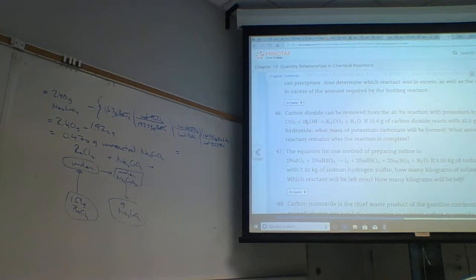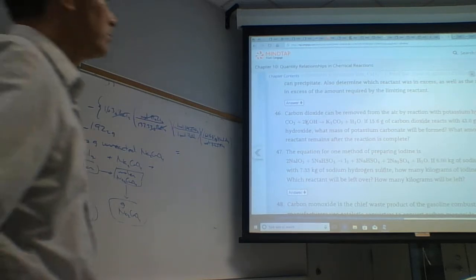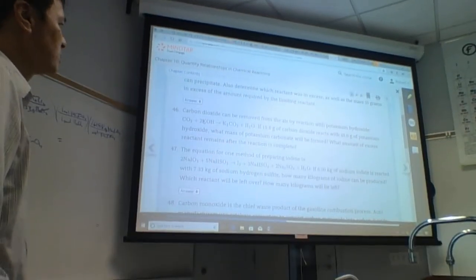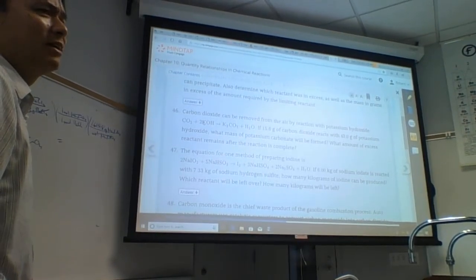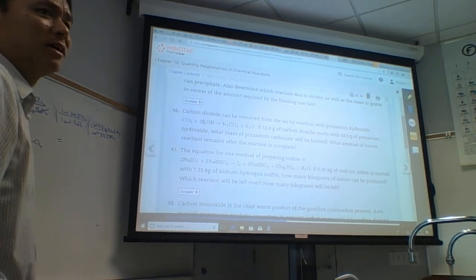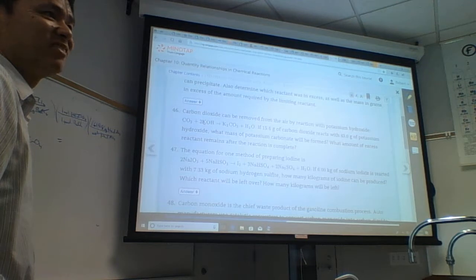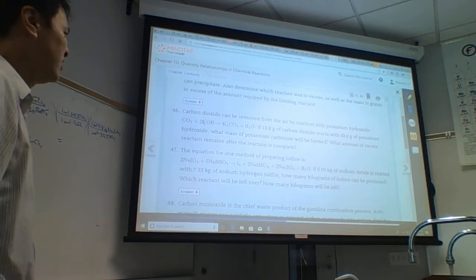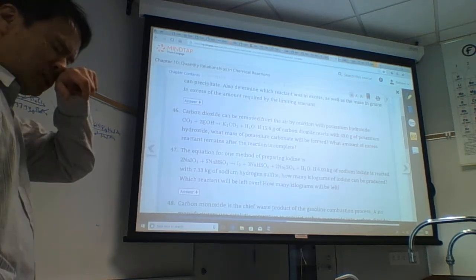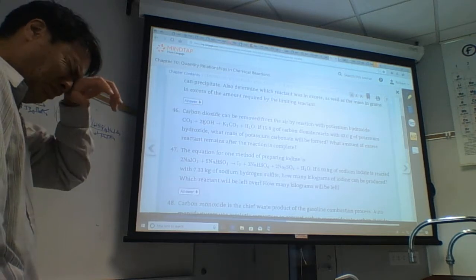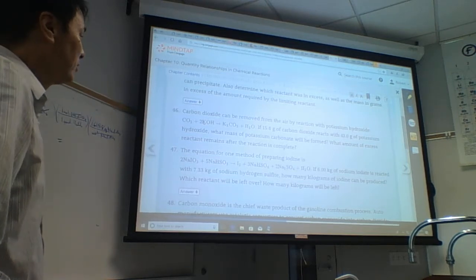You need some molar masses there. But anyway, if 15.6 grams of carbon dioxide reacts with 43.0 grams of potassium hydroxide, immediately they give you multiple amounts. If they give you multiple amounts, it's got to be a limiting reactant type problem. If it's a limiting reactant problem, then we're going to have to do the smaller amount method. And so why don't you give it a go?